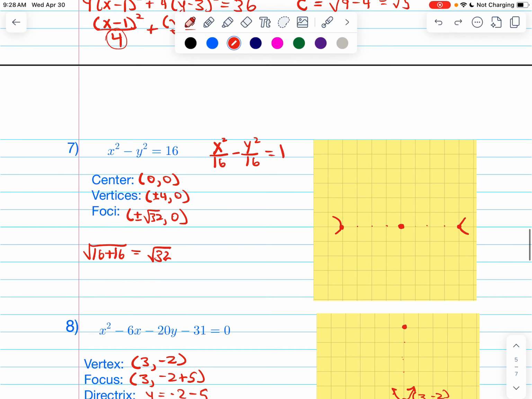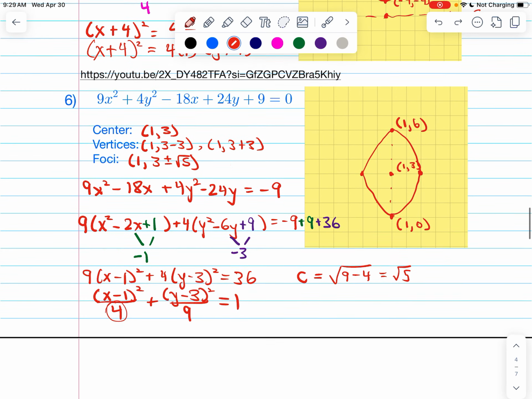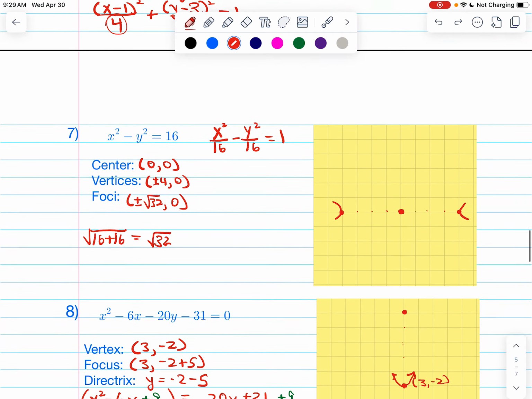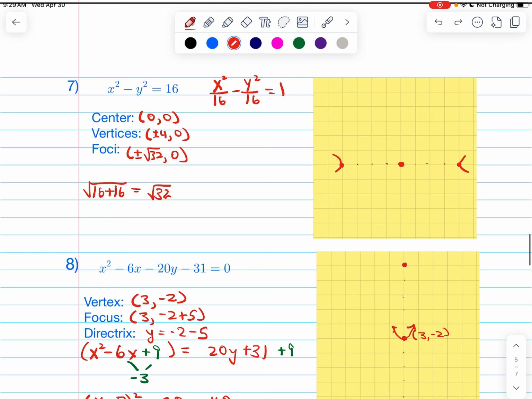Okay. So there's how you work each one of these problems. Now, if there's a particular one that you're having trouble with, just email me or get in touch with me and say, number 6, for example, or number 5, whatever you're having trouble with. And I'll send you some more practice.